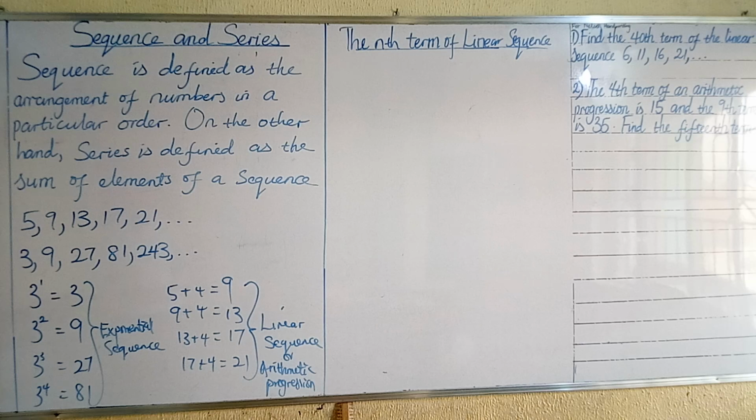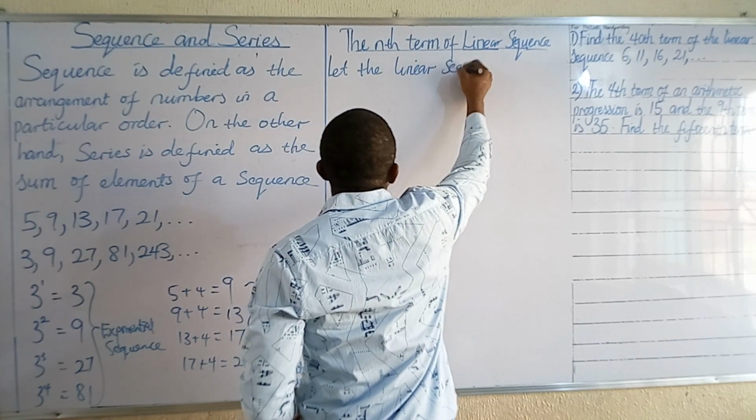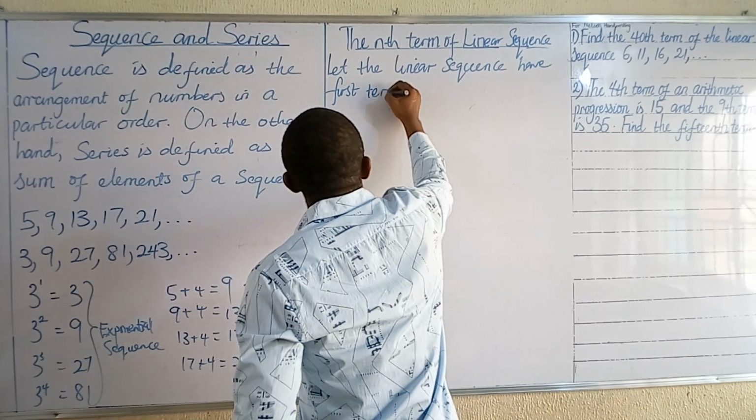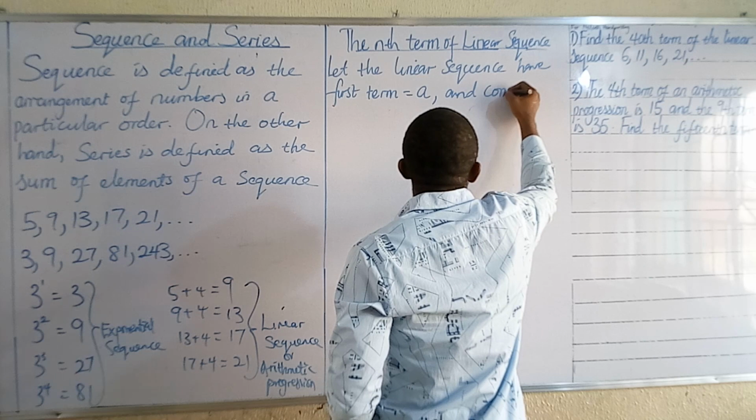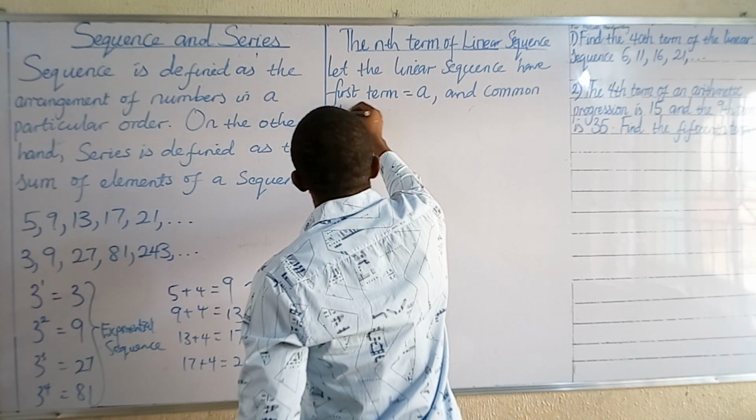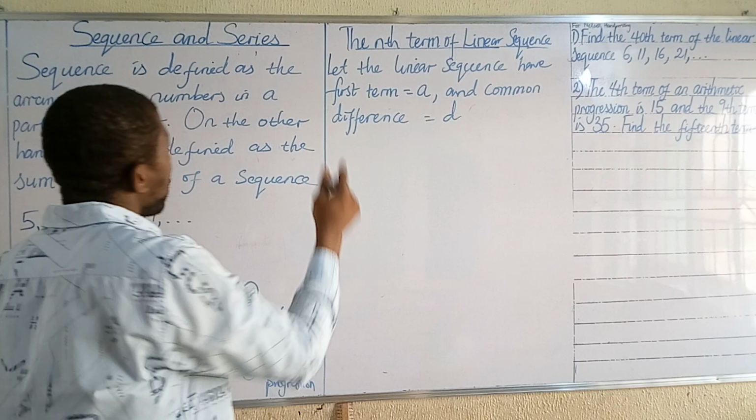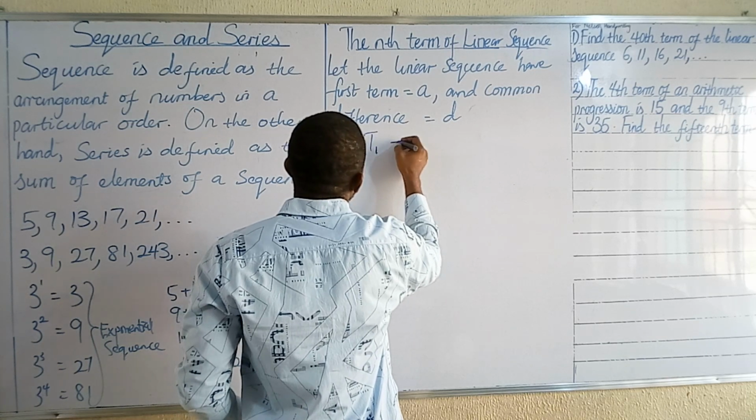Alright. So how do we go about the nth term of a linear sequence? Let the linear sequence have first term A and common difference D. Let the first term be equal to A, and let the common difference be equal to D. Okay, so if we have a sequence that goes thus, T1 is equal to what?